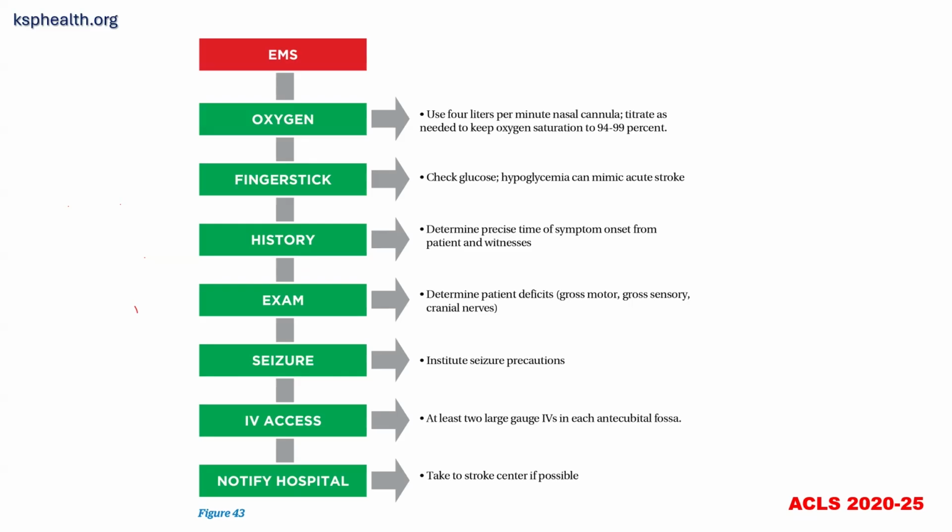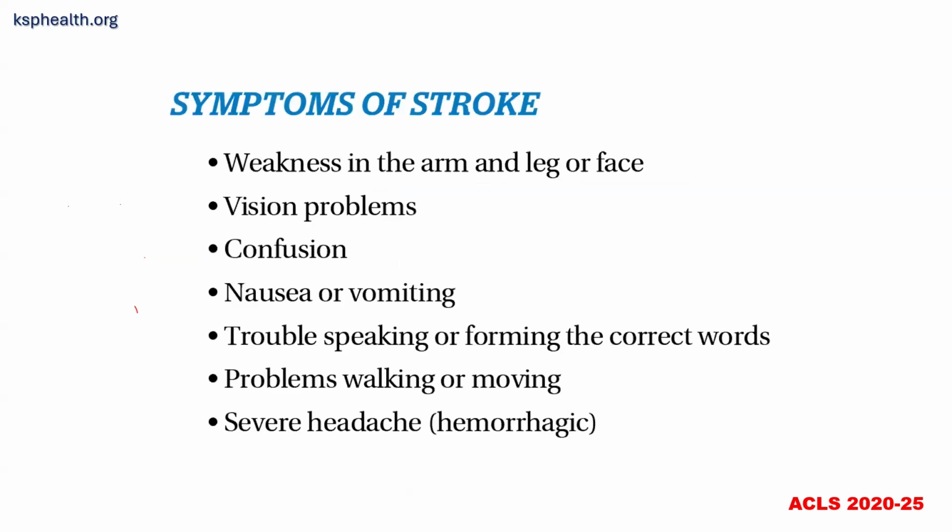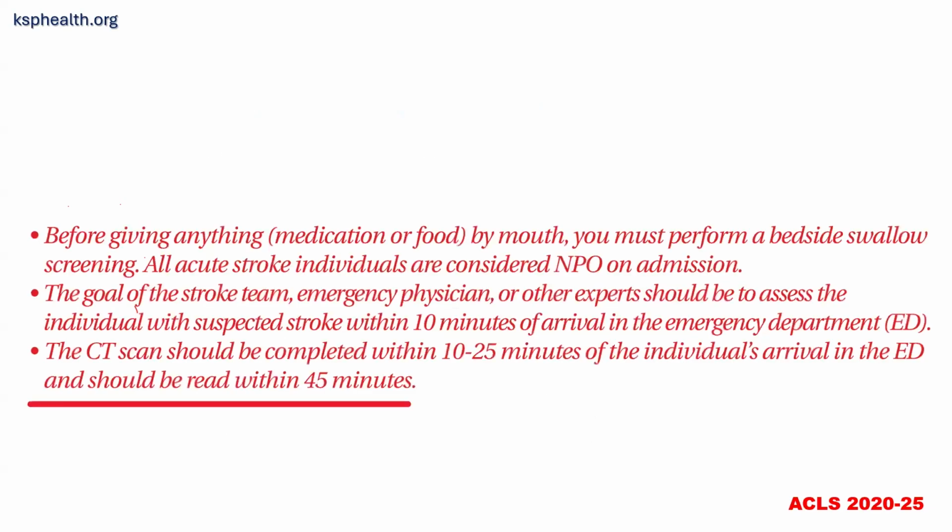Institute seizure precautions. If you have Keppra or Ativan, go ahead and start that. They need to have 2 large gauge IVs in the antecubital fossa, and inform the stroke center immediately so that they are ready. The symptoms of stroke are as follows: weakness in arm, leg, or face, vision problems, confusion, nausea or vomiting, trouble speaking or forming the correct words, problems walking or moving, severe headache, especially in the hemorrhagic type.